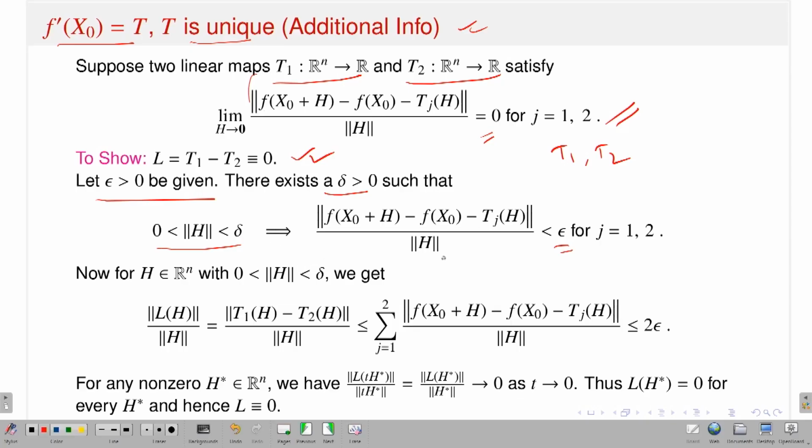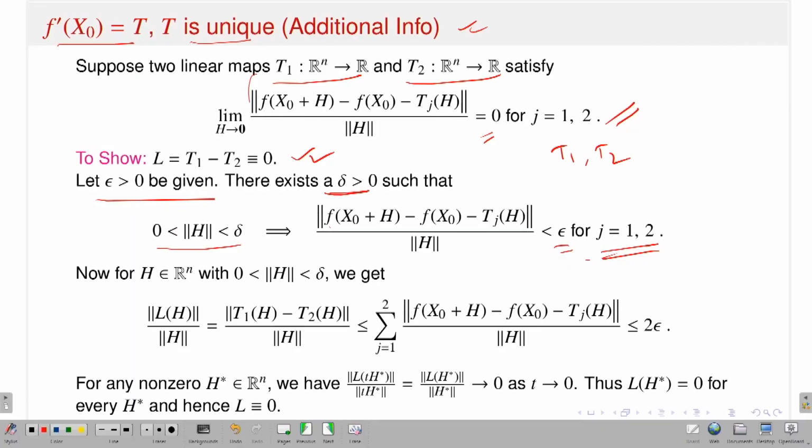So given epsilon, I will have a delta such that the norm of f of x naught plus h minus f of x naught minus Tjh, divided by norm h, is less than epsilon, and that should work for j equal to 1, 2. In fact, if j is equal to 1, given epsilon you have one delta 1, and if j is equal to 2, you have another delta 2. You just take delta as the minimum of delta 1 and delta 2, and that delta will work for both T1 and T2. That is exactly what I have written. So given epsilon, you have a delta such that if norm of h lies between 0 and delta, this quotient is always less than epsilon, and it is true for j equal to 1 and 2.